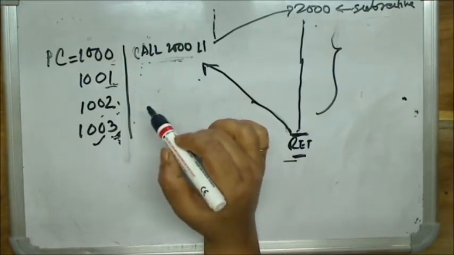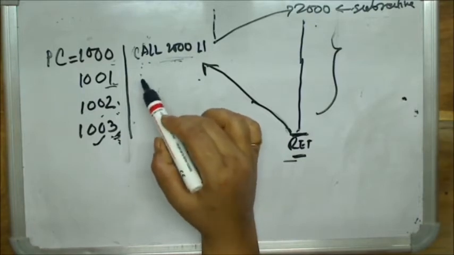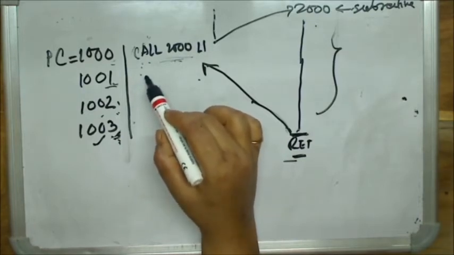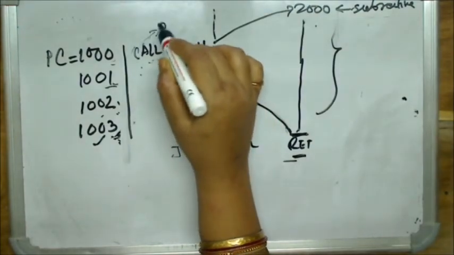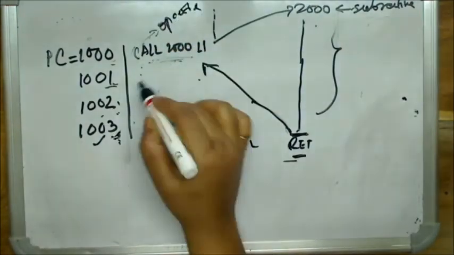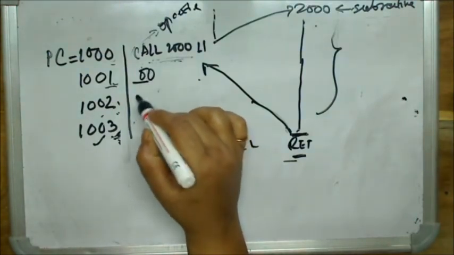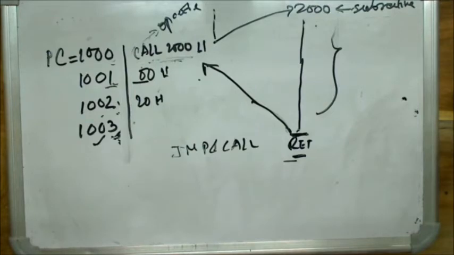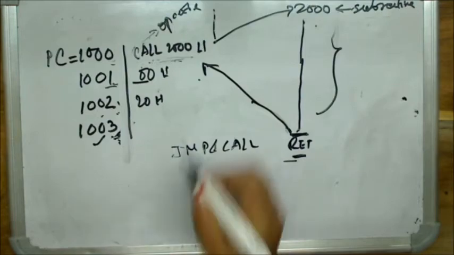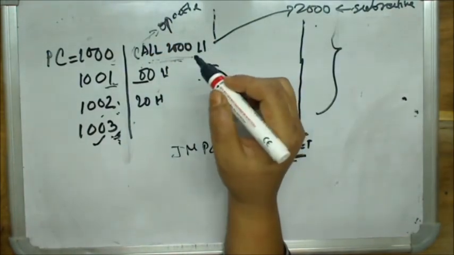This is how the instruction will appear in the memory. In 1000, the opcode for call will get stored. In 1001, 00H will get stored. In 1002, 20H will get stored. So this is how the instruction will appear in the memory.